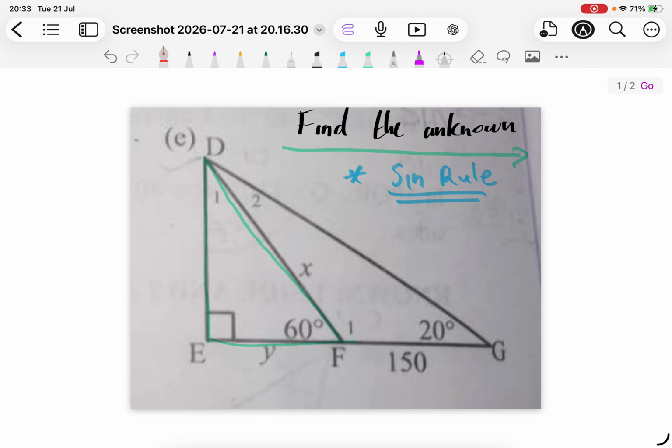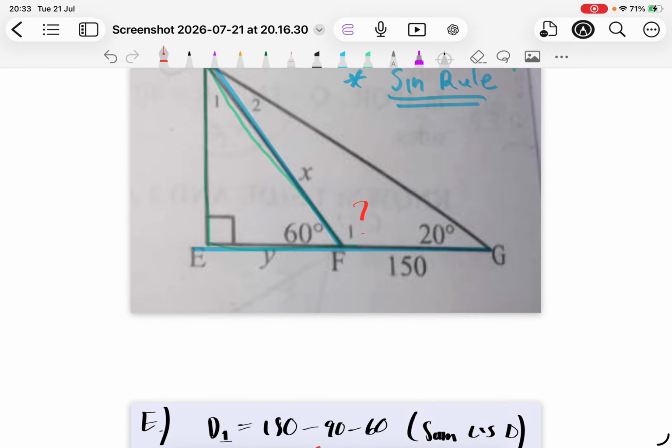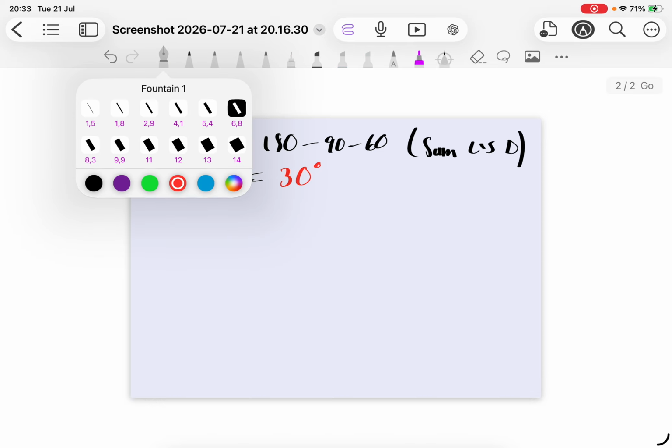Can I calculate another angle? Yes, I can. I can calculate the angle of the straight line. Which straight line am I dealing with? The straight line EG, right? So EG can be calculated using the straight line rule. And then I'll just create the angle there. So I'll be looking at the angle F1. That's what I would be calculating.